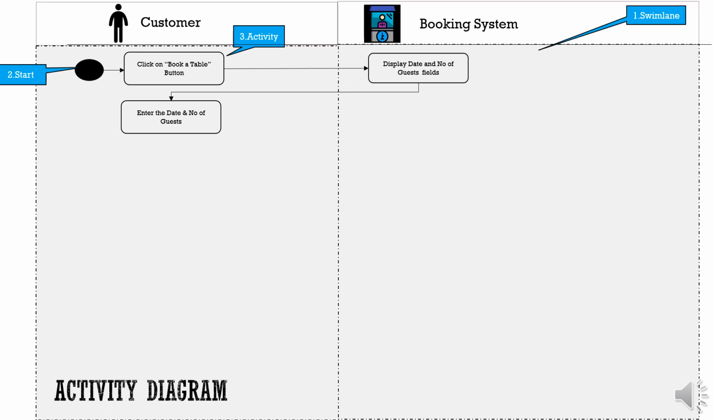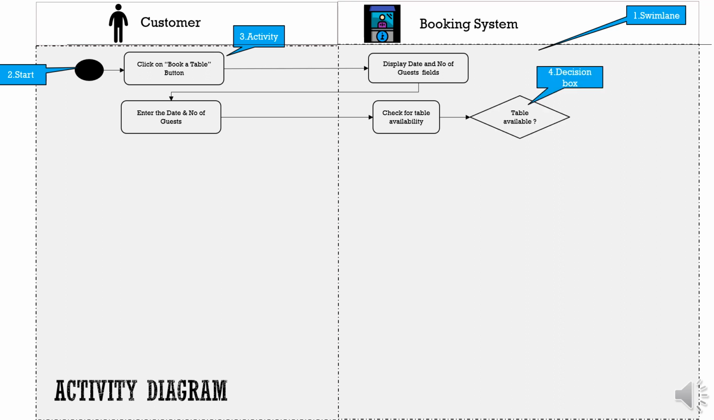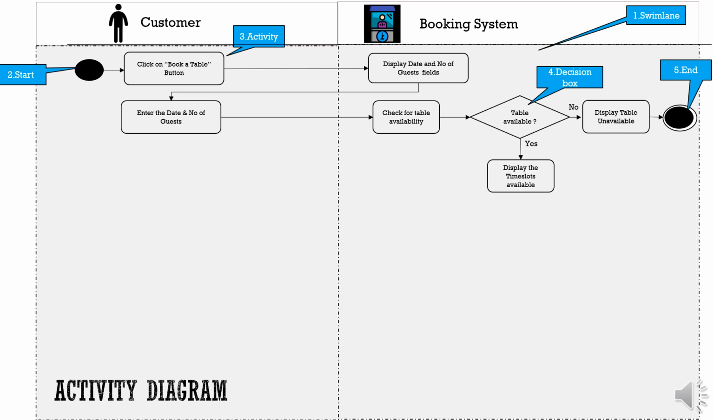The next activity is that the system would need to check for the table availability for that date for the mentioned number of guests, which brings us to component number 4, a decision box. If the table is not available, then the system should display a message indicating the table is not available, which will terminate the activity flow, indicated by the next component in our list, number 5. If the table is available, then all the available time slots are displayed to the customer for selection, like 12:30, 1:30, 2:30 and so on.